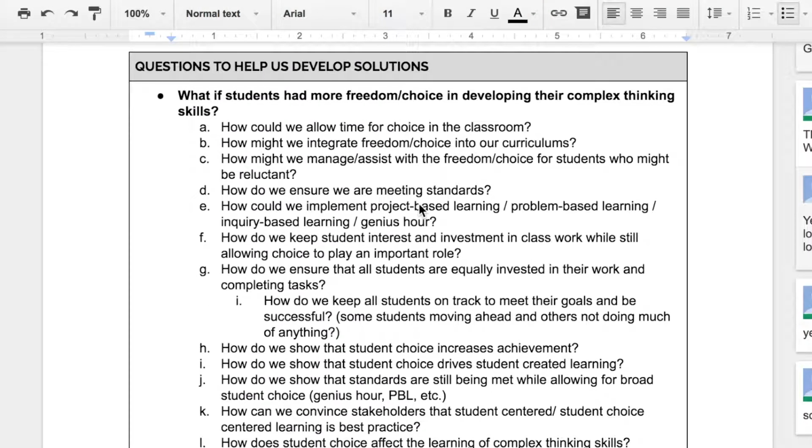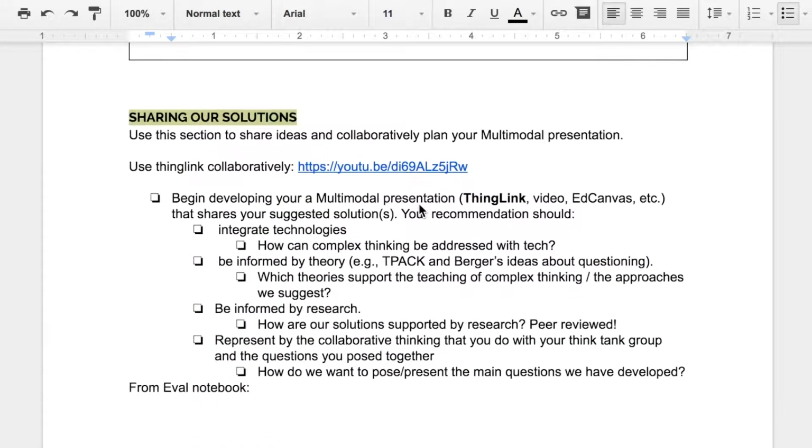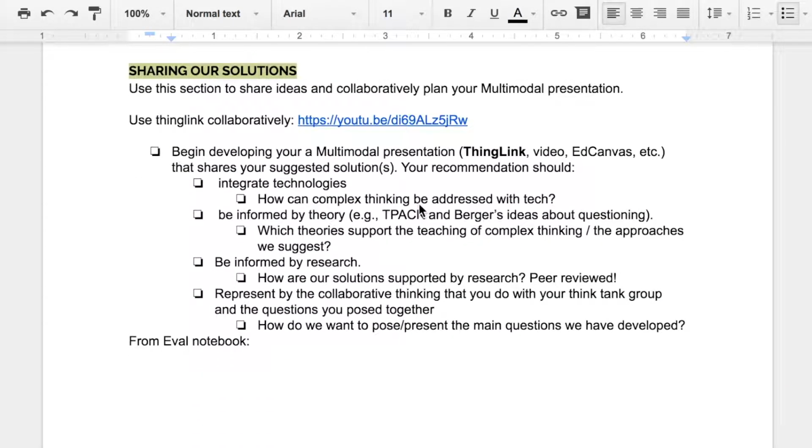After narrowing in on the question of what if students had more freedom or choice in developing their complex thinking skills and developing several how questions to help us to develop possible solutions, we began to prepare for our multimodal presentation by sharing our notes in our shared Google Doc. And that included making a ThingLink.